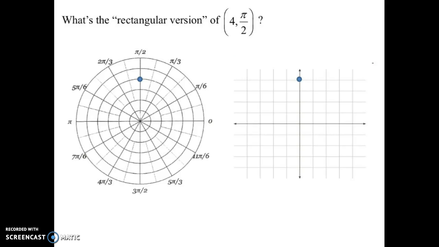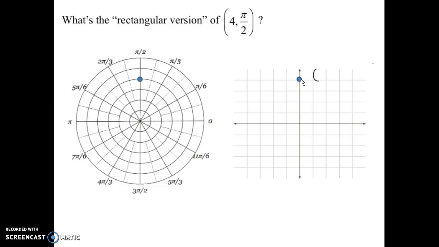Alright, so let's now think about one more thing before I move on to the next video. We're going to superimpose the xy coordinate system onto this polar system and see if we can see some correlation. So I want you to consider the question: what's the rectangular version of (4, pi/2)? It's graphed right here. You rotate pi/2 and then radiate out 4. And if you were to put that on the xy grid, it'd be this point. What's that point?